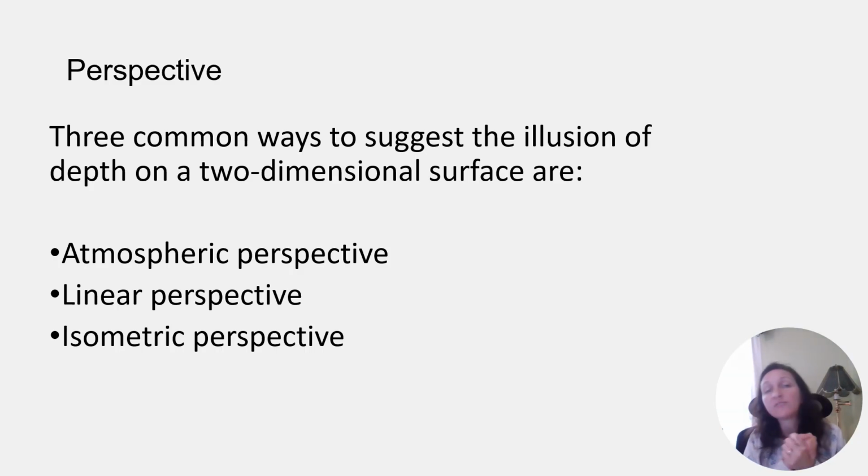So that's one of the most basic ways, and that's going to lead us into our next slide. Right, so there are three different basic types of perspective: atmospheric perspective, linear perspective, and isometric. You're probably familiar with the first two. The third one you might not be as familiar with, but don't worry, we're going to talk about that in length. So these are the three basic types of perspective. Keep that in mind for tests.